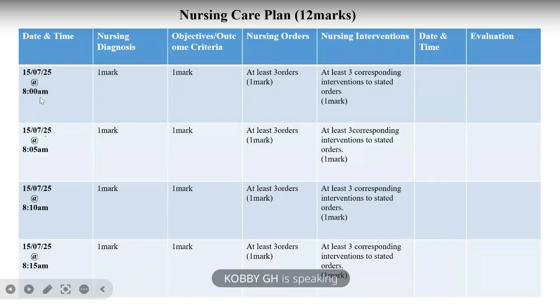Now look at this. Let's say they gave you the care plan around 8. You write 8 a.m. Now, the next problem or the next diagnosis, you wrote, let's say, 8:50. Then your next problem, you wrote 10 something. It means that your care plan, you worked more than 30 minutes. Straight away, it's a failure.